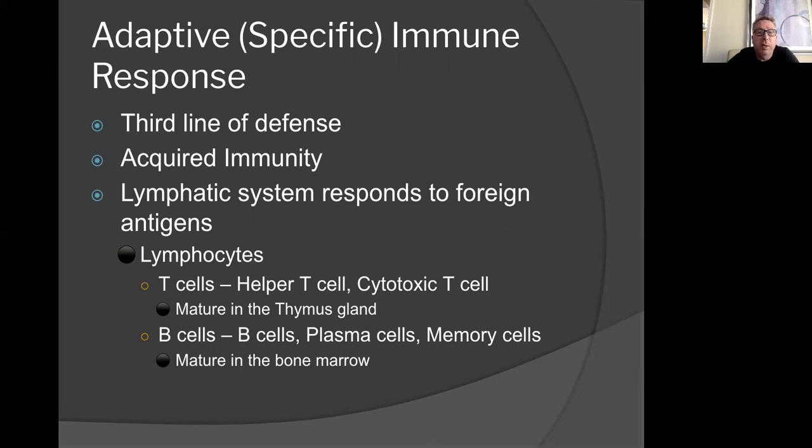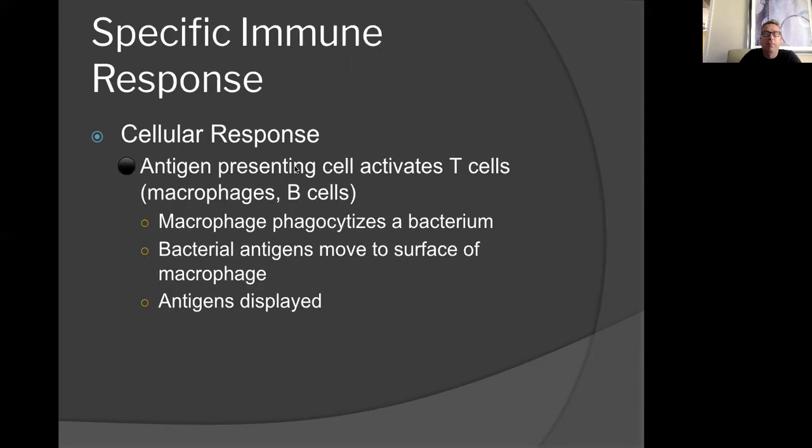The T cells, we have two different types of T cells. We have the helper T cell and the cytotoxic T cell. Again, these mature in the thymus gland. And then we have the B cells, which are plasma cells and memory cells. So if it recognizes a foreign object, it elicits the T cells to go and attack the foreign object.